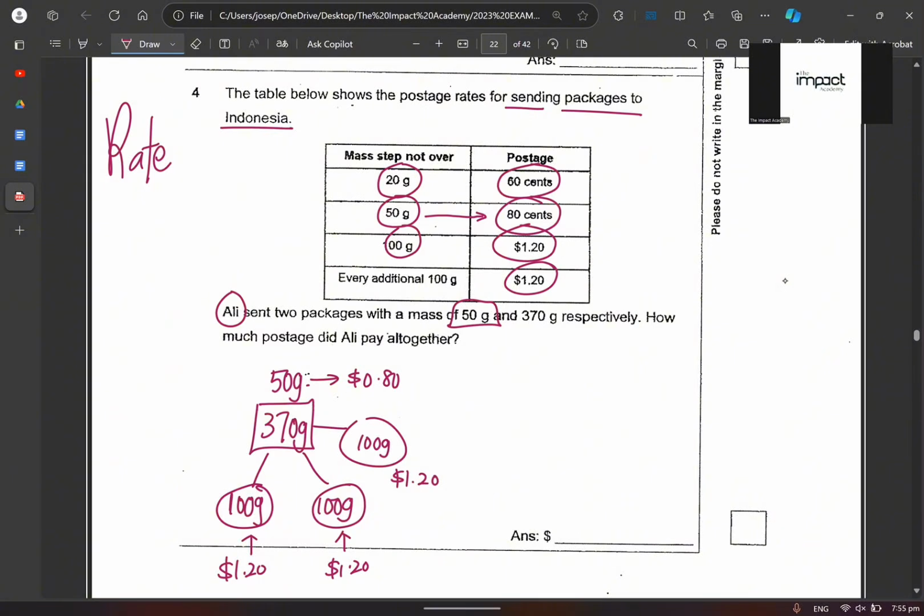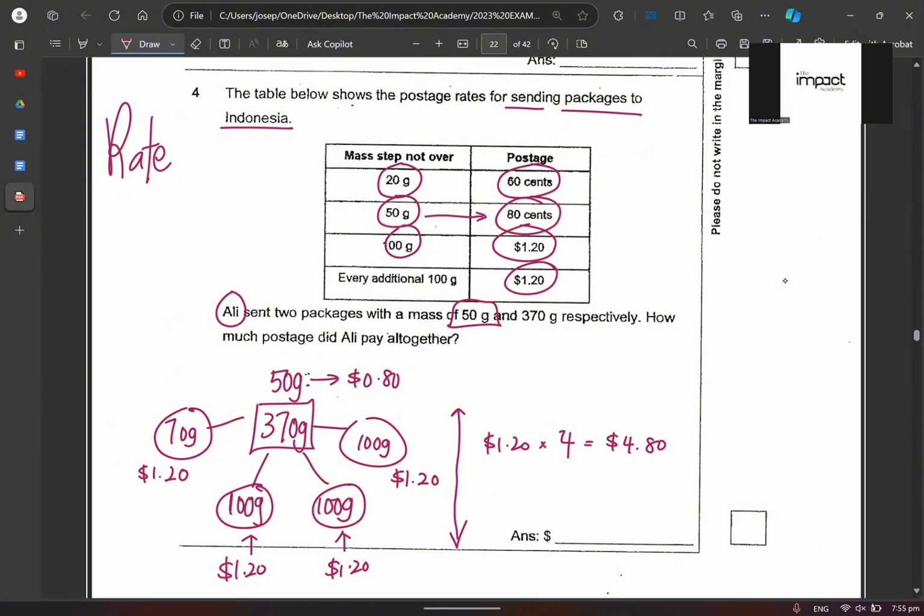And then there's 70 grams. Correct or not? There's 70 grams. How? It's counted as 100, so it's counted as $1.20. Can you understand or don't understand? So how much is this? The total is what? $1.20 times what? Times 4. Let there be no confusion. Am I making sense or not making sense?